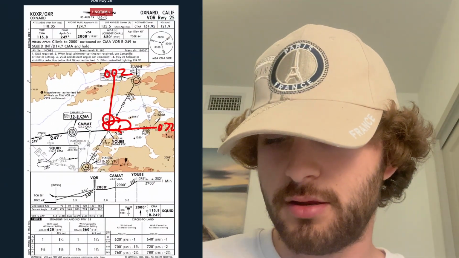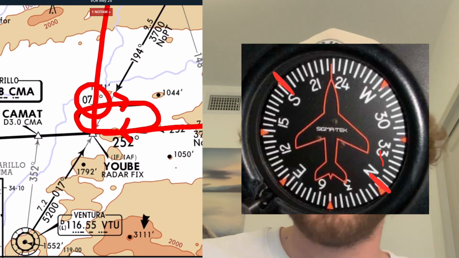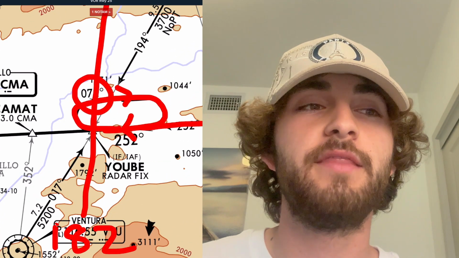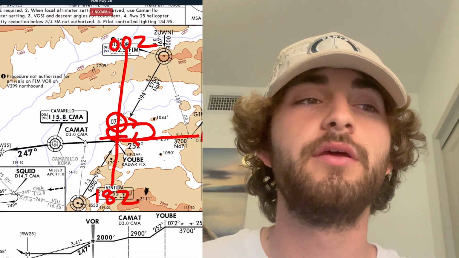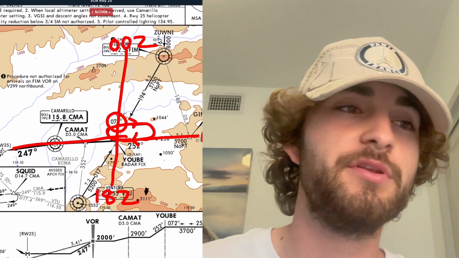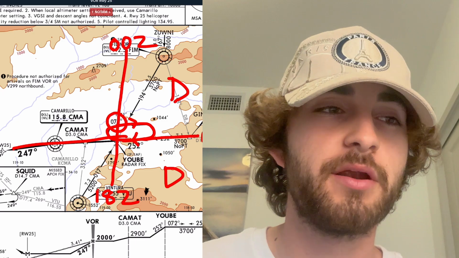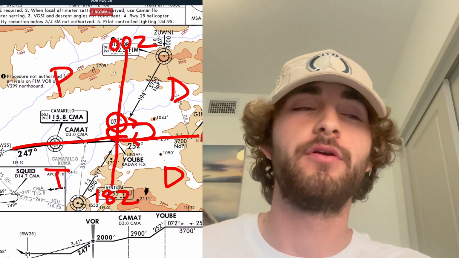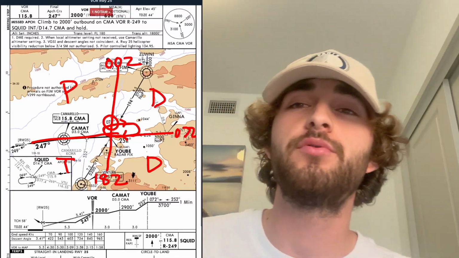So we'll draw that here on the approach plate, and then the reciprocal, if we look at the heading indicator, would be 182. We'll draw that extended line here as well, and then we could label all of our different entries. The largest one here is going to be direct, the next largest sector is parallel, and then finally teardrop is the smallest one here. And there you go. That's it for drawing out the hold entries. It's pretty simple once you practice it a lot.